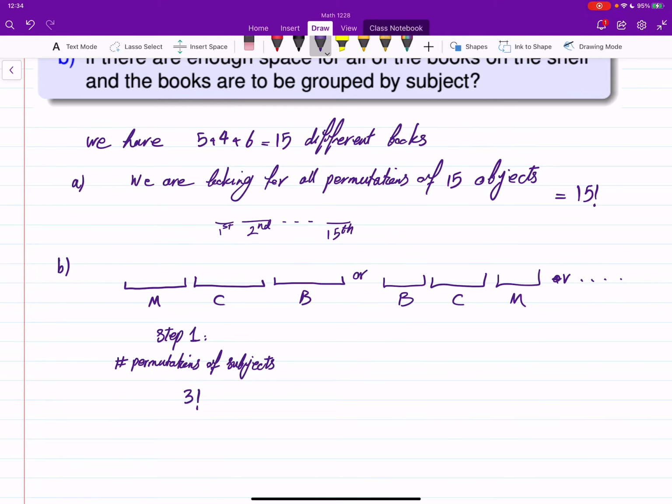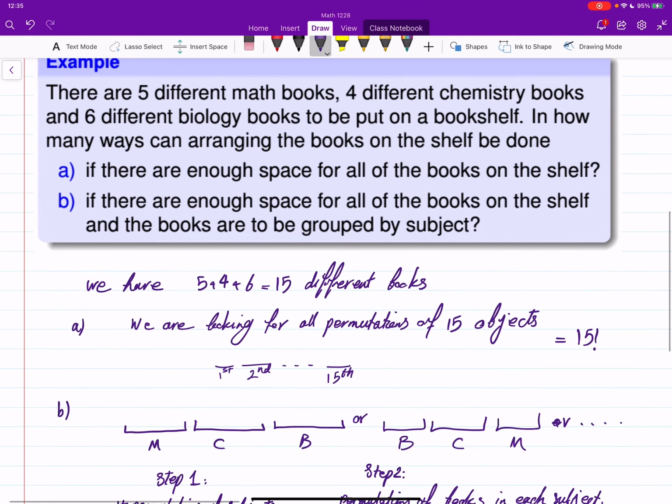Then step 2, we are not done because we have not yet decided what is the order of the books in each category or each group of the subjects. Okay, so we want to then decide permutations of books in each subject. Well, we start with math.